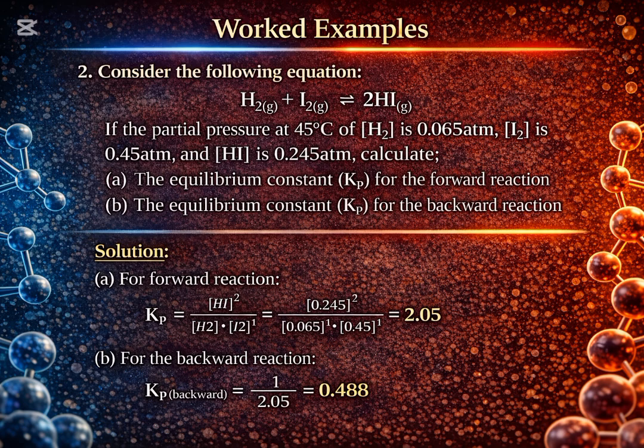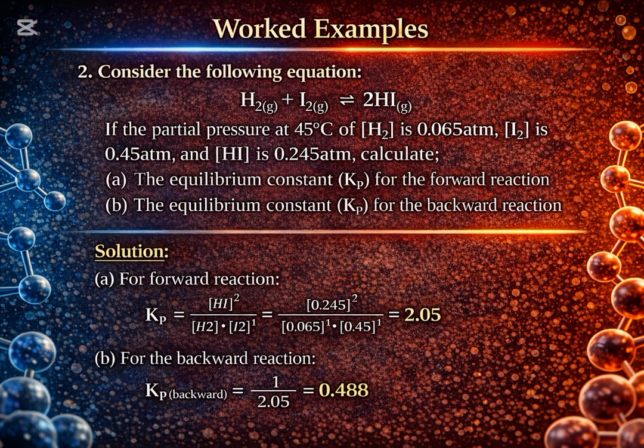Hydrogen gas plus iodine gas to give us 2 molecules of hydrogen iodide. If the partial pressure at 45 degrees C of H2 is 0.065 atm, I2 is 0.45 atm, and HI is 0.245 atm, calculate A, the equilibrium constant Kp for the forward reaction, B, the equilibrium constant Kp for the backward reaction. Now let's look at the solution.